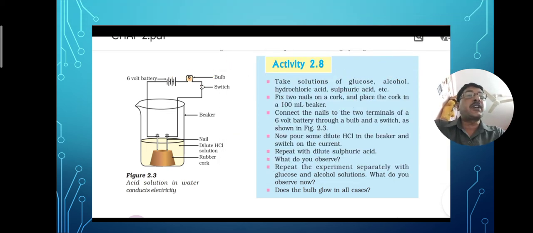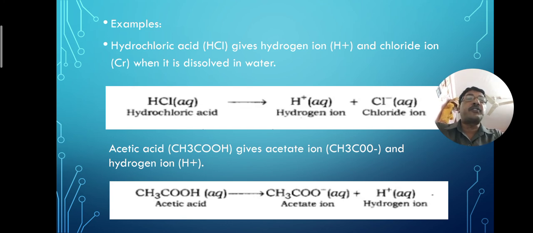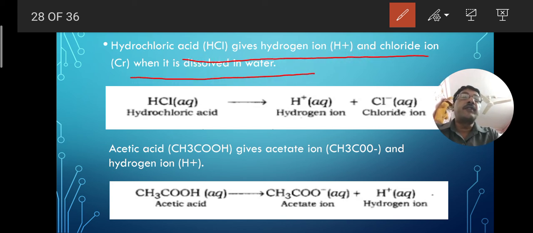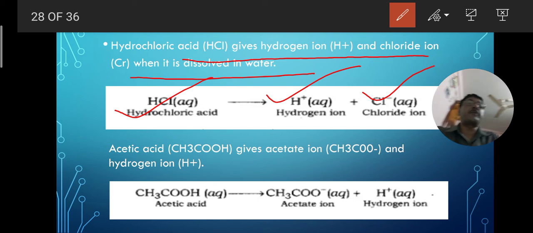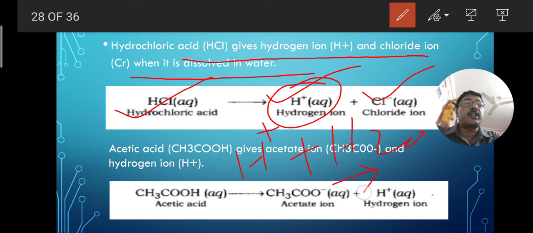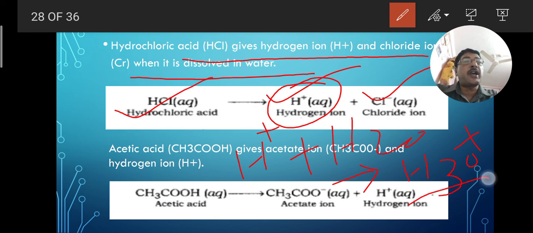Now let us move to the next one, that is the example. What is the example shown here? Hydrochloric acid gives hydrogen ion and chloride ion when it is dissolved in water. Very simple. This hydrochloric acid, when it is mixed with water, will produce the hydrogen ion and the chloride ion. I told you in the previous class, this hydrogen ion cannot exist independently. That is why this hydrogen ion will react with the water and it will produce H3O+, which means hydronium ion will be produced.